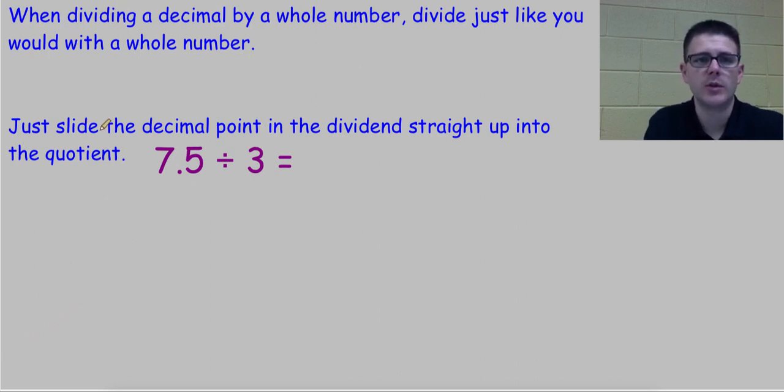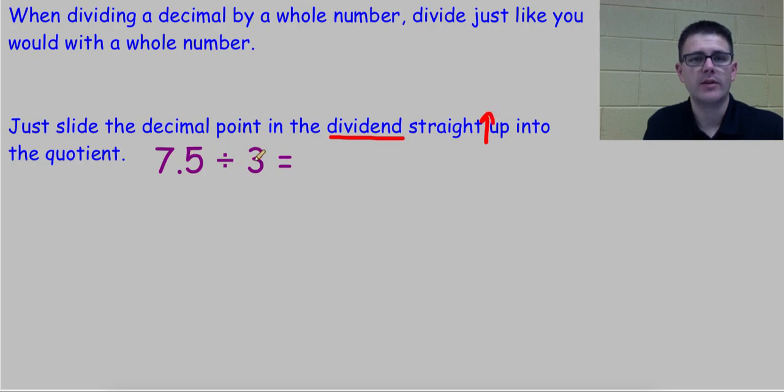So a couple notes that we want to make sure we have in. When dividing a decimal by a whole number, divide just like you would with a whole number. Okay? So that decimal really doesn't change how we're doing the problem. You're still following the same steps. You're just going to slide the decimal point into the dividend, that's our answer, by just going straight up.